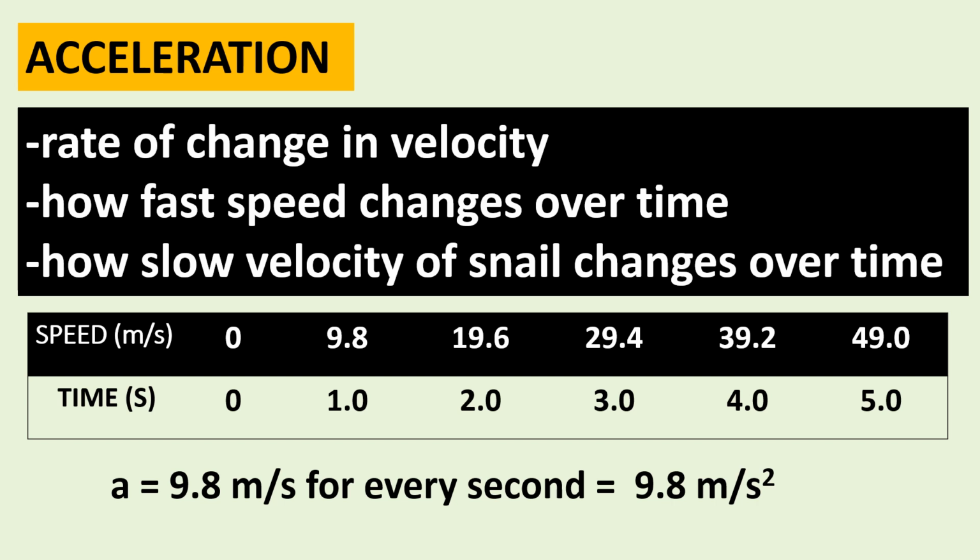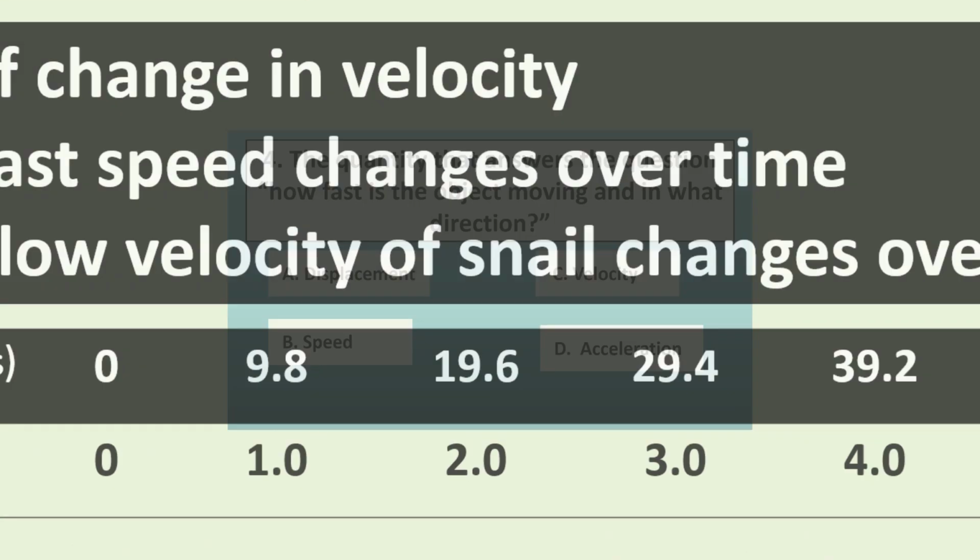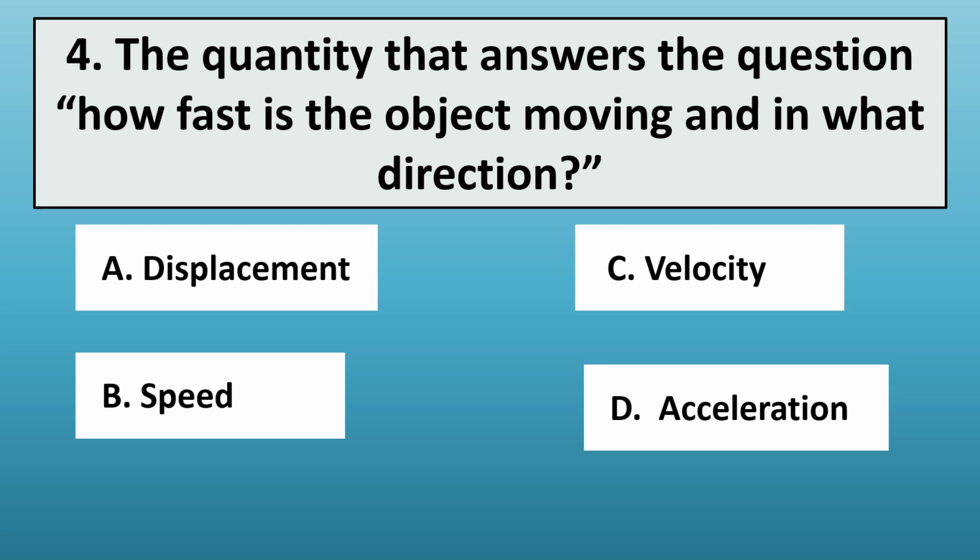So let's move on to question number 4. We have the quantity that answers the question, how fast is the object moving and in what direction? So what is that quantity that we need in order to answer this kind of question? Is it displacement? Is it speed? Is it velocity? Or is it acceleration?